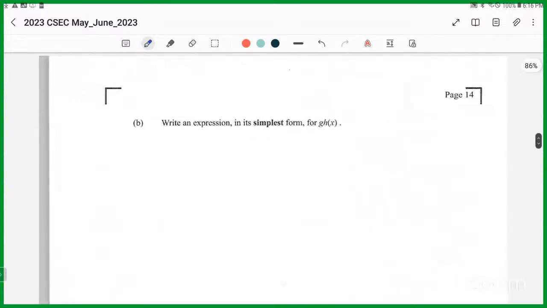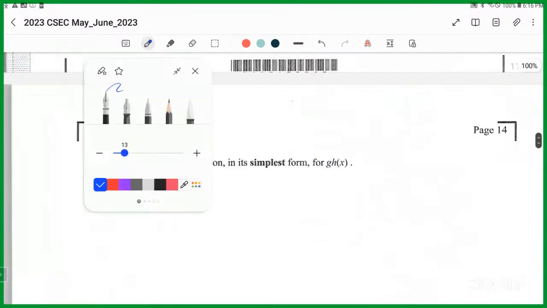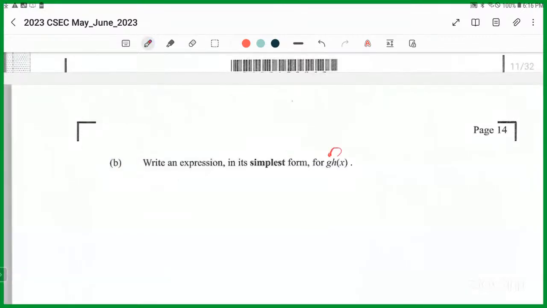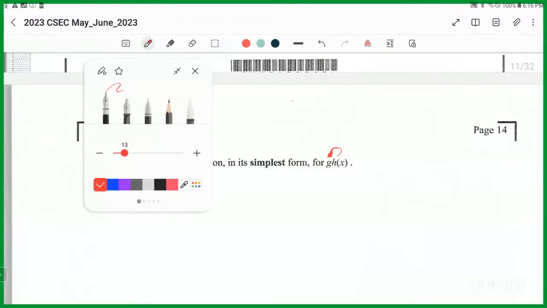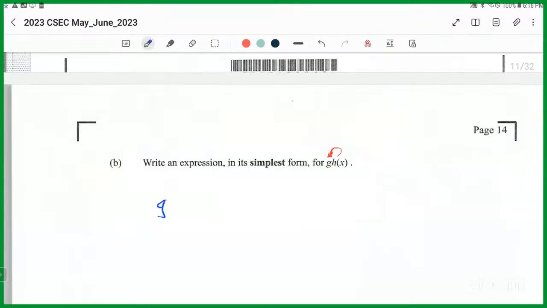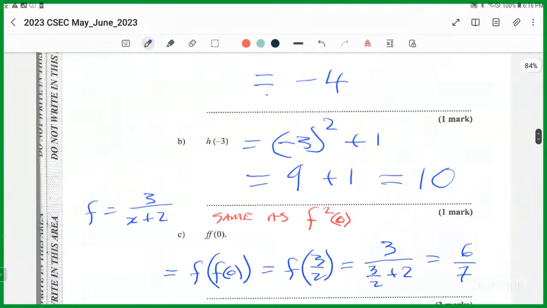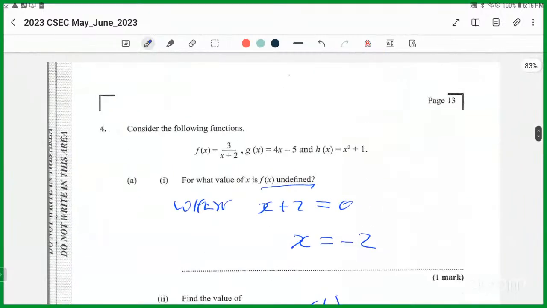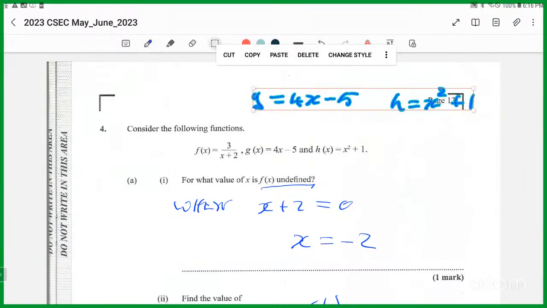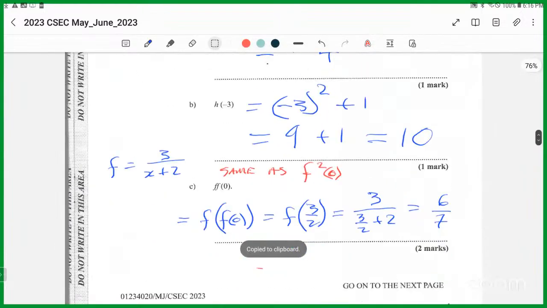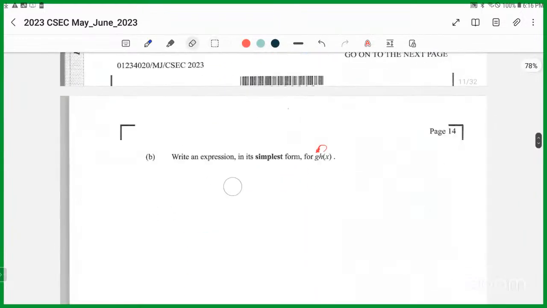Next question, I want us to find g of h. g of h, remember, it means h into the g. Let's write them down. What is the g and what is the h again? g is 4x minus 5, and h is x squared plus 1. Copy them down and paste them under here.